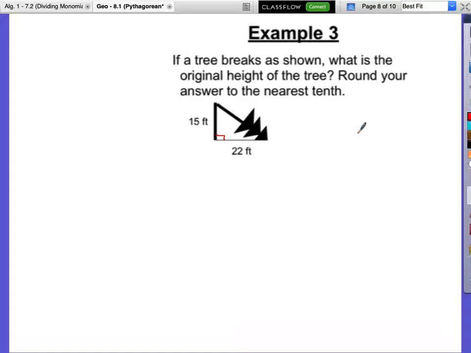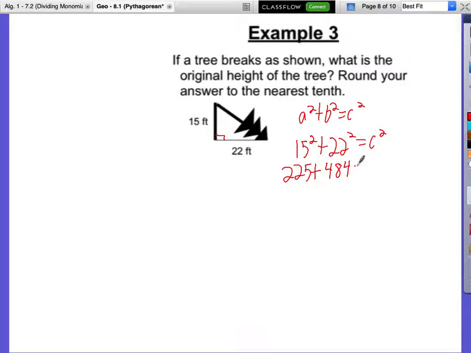Hey, focus back up here, please. How can we find this part of the tree? Because we probably need this part of the tree to find the height of it, right? So you do a squared plus b squared equals c squared. Using what numbers, Josie? 15 and 22. So 15 squared plus 22 squared equals c squared. Could we switch around the 15 squared and the 22 squared? Yeah, but neither of them could be the c, right? 15 squared is 225. 22 squared is 484. That is equal to c squared.